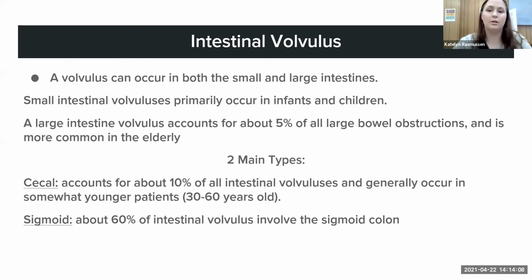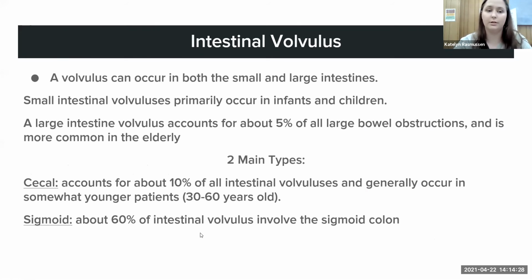And then once again, when the stomach is full of barium. With intestinal volvuli, a volvulus can occur in both the small and large intestine, like we said. Small intestinal volvuli primarily occur in infants and children, so they're normally born with it. So we didn't go into much detail on it as a pathology. We mainly focused on the large intestine.